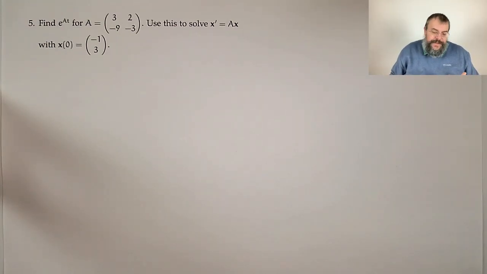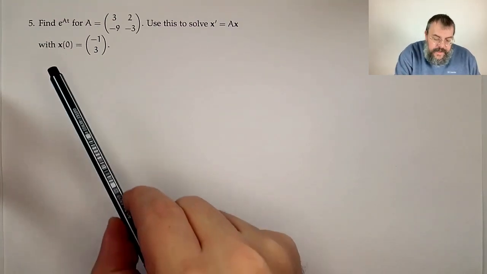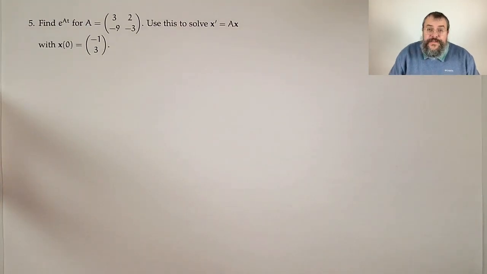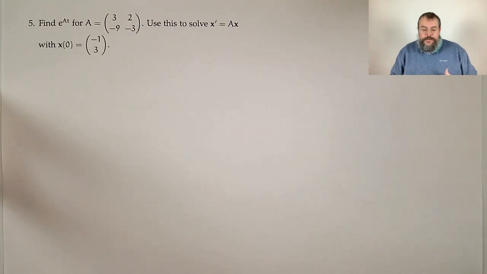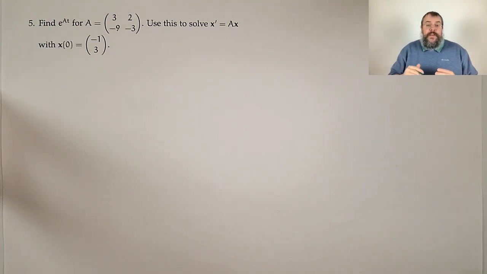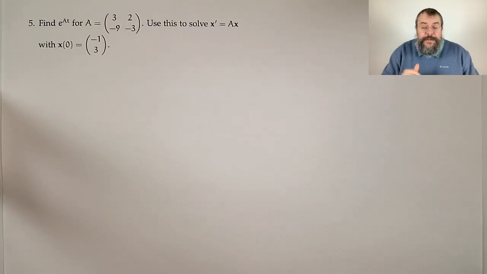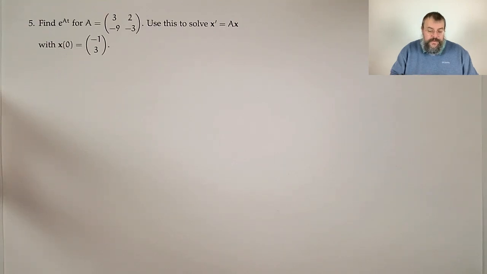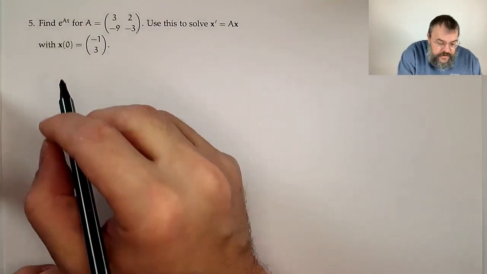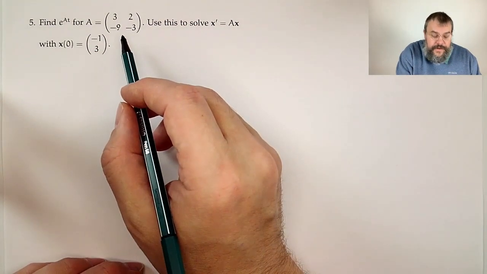Well, normally when we find e to the At for A equals that, what I like to do is say, let's start solving this. And as we solve, we can start filling in a fundamental matrix, because e to the At is a very special fundamental matrix. So we're after the fundamental matrix that makes everything work nicely. All right, well, let's get going. So first thing is, what are my eigenvalues?